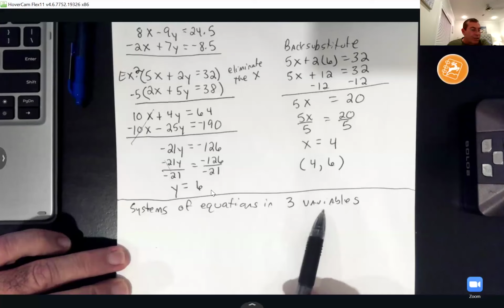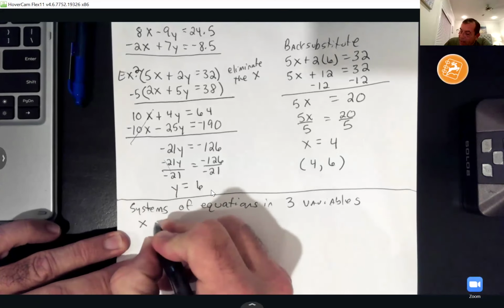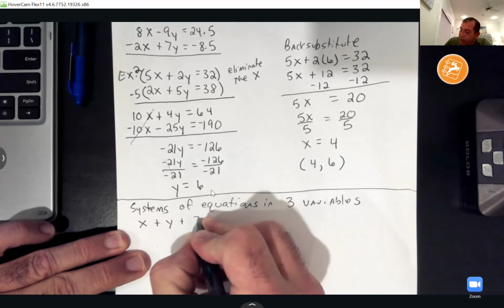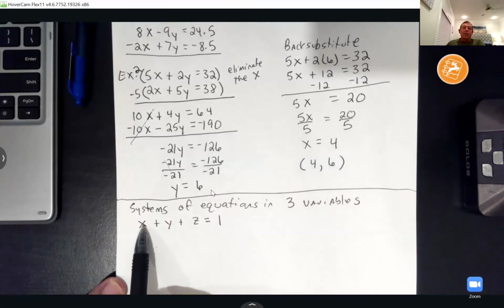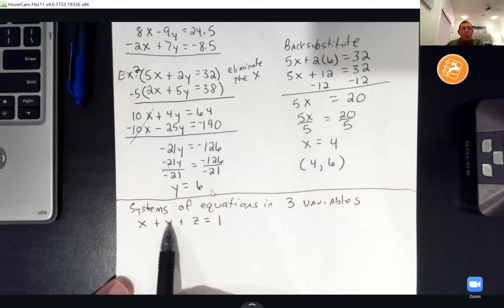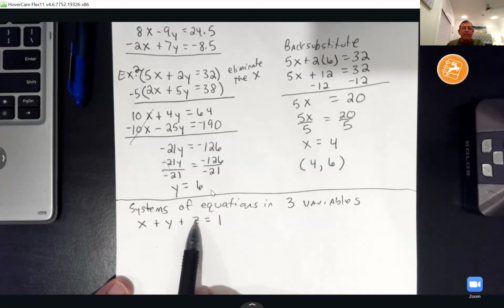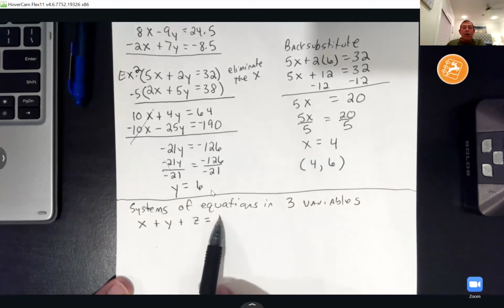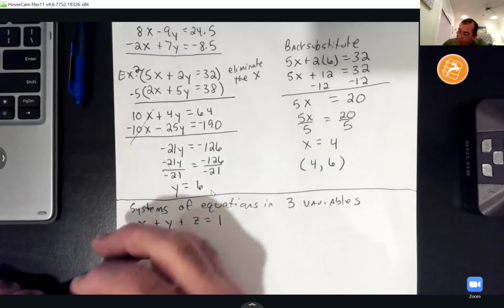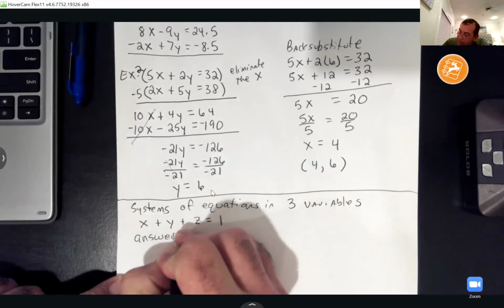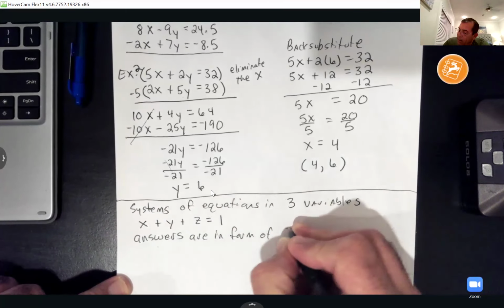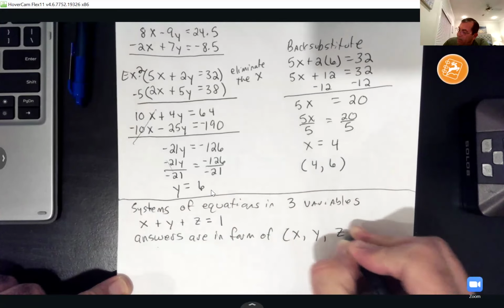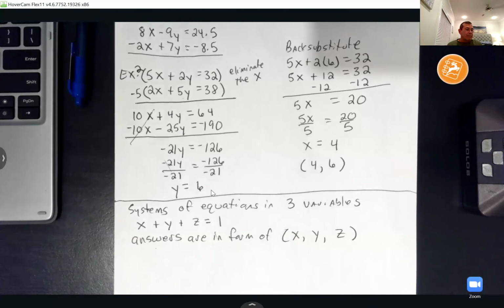So for the systems of equations in 3 variables, we're going to have like an x plus y plus z equals some number. So the x has got to be in the first column, the y's in the second column, the z's in the third column, all equal to the number. And remember, the answers are in the form of x, y, and z. Okay.